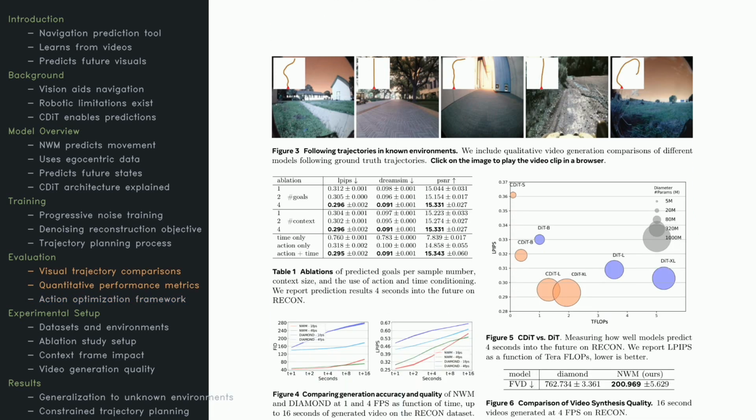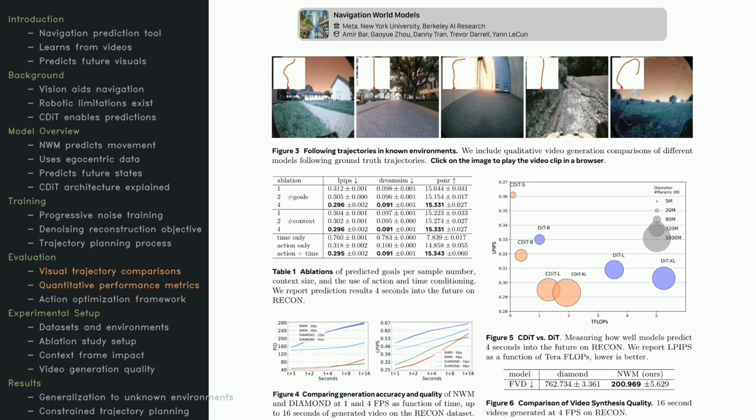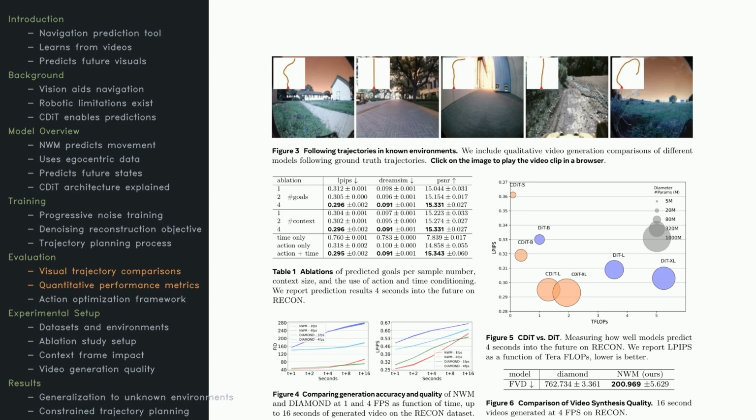Next, we examine how the model handles navigation in environments it already knows. Take a look at Figure 3. You'll see video predictions that compare the model's performance to the actual paths. Visually, the future frames it generates look quite similar to the real-world data. Check out Table 1 for the quantitative side, where they measure things like perceptual similarity and how accurate the reconstruction is, pixel by pixel. They also experiment with factors like the number of goals, how much context is used, and whether action or time data is included.